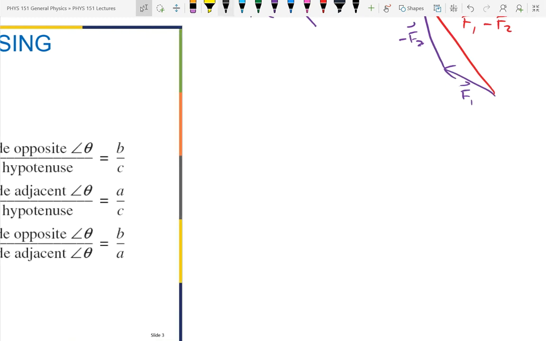So components, what does the word component mean to people outside of physics? Parts, yes. I use plural, so that's why I said parts. So components are the parts. So a vector is made up of parts. What are those parts? The part parallel to the x direction and the part parallel to the y direction.